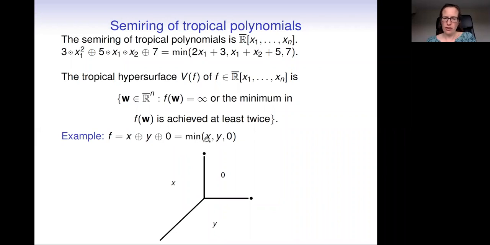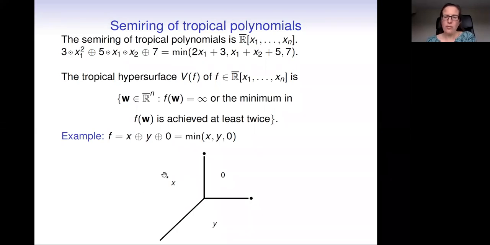If I imagine trying to graph the function, on the positive orthant, the minimum of x, y, and 0 is 0. On the region below the x-axis, but to the right, the minimum of x, y, and 0 is y. And to the left, the minimum of x, y, and 0 is x.